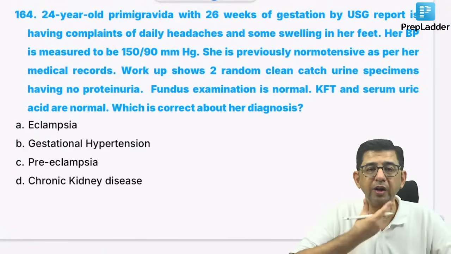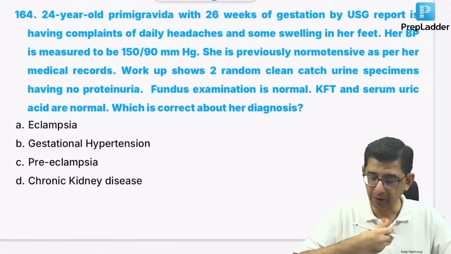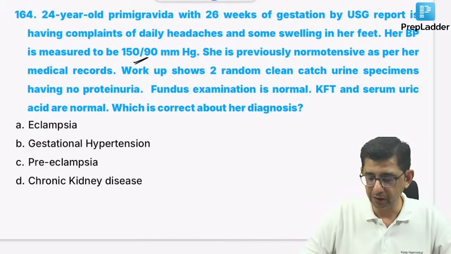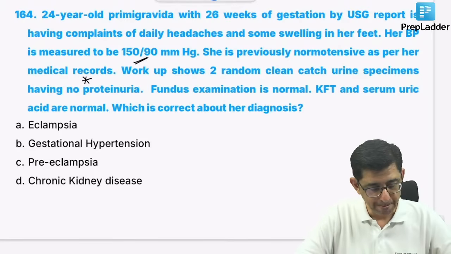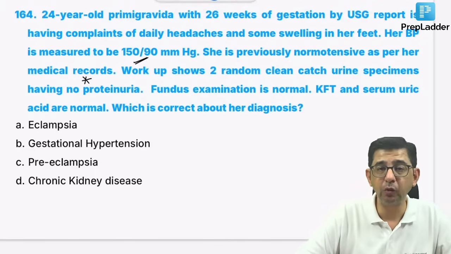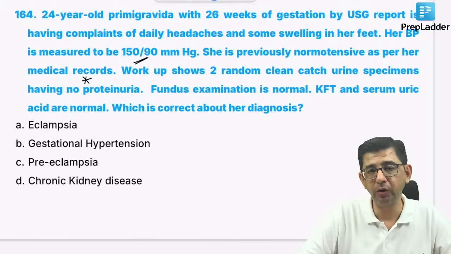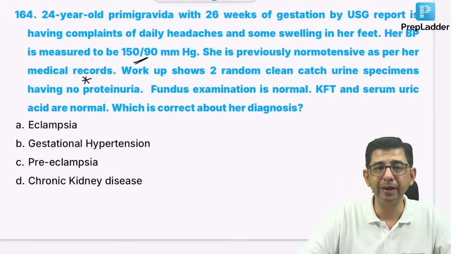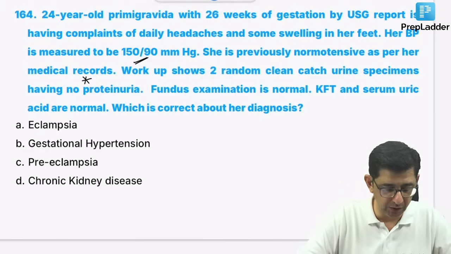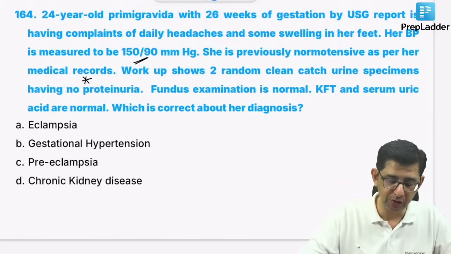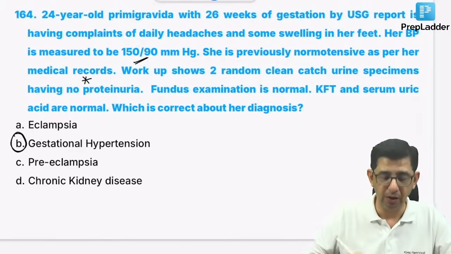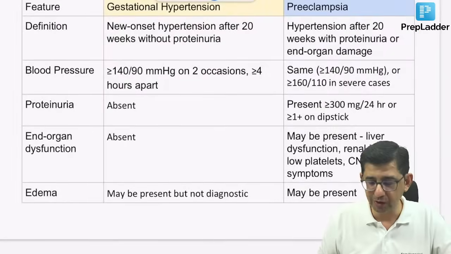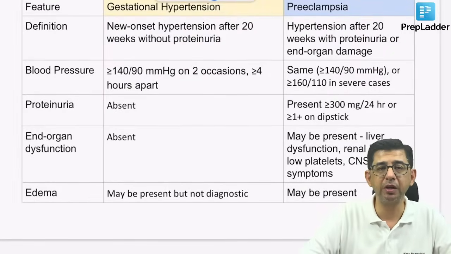Now we have a 24-year-old primigravida with hypertension. She's at 26 weeks. The BP is elevated, and there is no proteinuria that is given. So quick answers there. Yes. Since there is no target organ damage, the KFT and the serum uric acid are normal in this patient. So this is not pre-eclampsia. Pre-eclampsia should be having evidence of proteinuria. And in this case, because there is no evidence of proteinuria given, that is why the answer would be gestational hypertension. Nowadays, we don't use the word pregnancy-induced hypertension. It is mainly pre-eclampsia and gestational hypertension to be remembered.